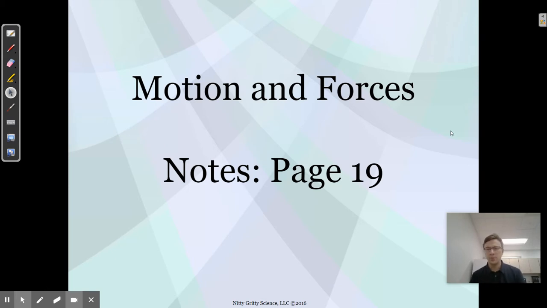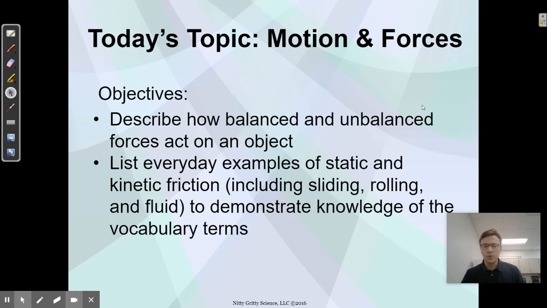This will be completed on page 19 of your notebook. So moving right into it today, we're going to look at how balanced and unbalanced forces act on an object, and look at some different types of friction and be able to list some examples for those types of friction.